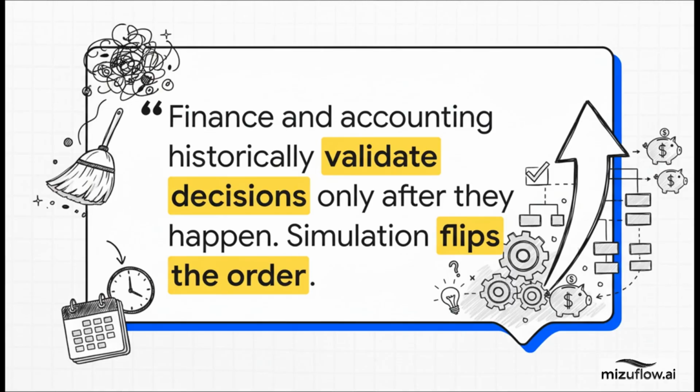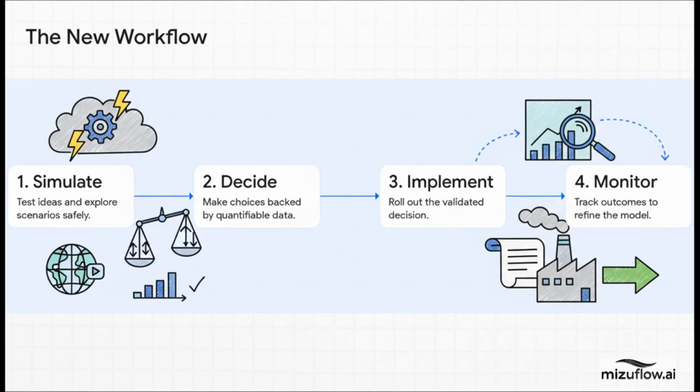It lets us test it and stress test it and validate it before a single dollar or a single minute of real-world time is spent. This creates a whole new, smarter way of working. Instead of just implementing a change and crossing your fingers, you first simulate all the likely scenarios in your virtual world. That lets you decide with actual, quantifiable confidence. Then you implement the change in the real world. And finally, you monitor the actual results, which just makes your next simulation even smarter.